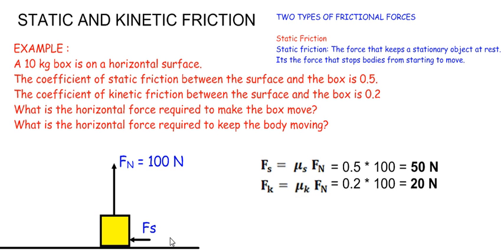However, now that the body is in motion, the friction becomes kinetic friction. The coefficient of kinetic friction is lower than that of static friction, 0.2. Doing the mathematics means that the kinetic friction is only 20 newtons. That means that the applied force needs to be only 20 newtons to keep the body in motion. If the applied force is more than 20 newtons, the body will accelerate in the direction of the net applied force.